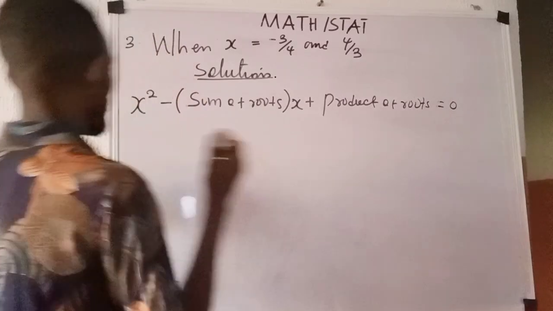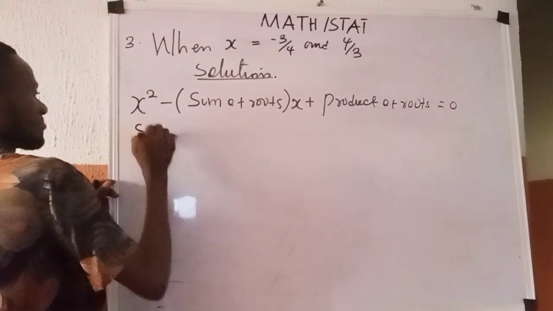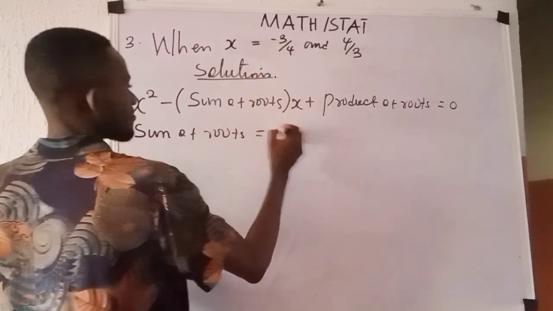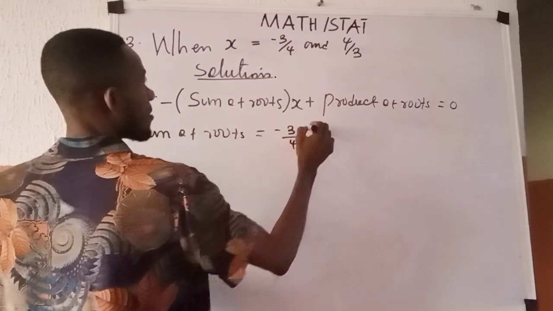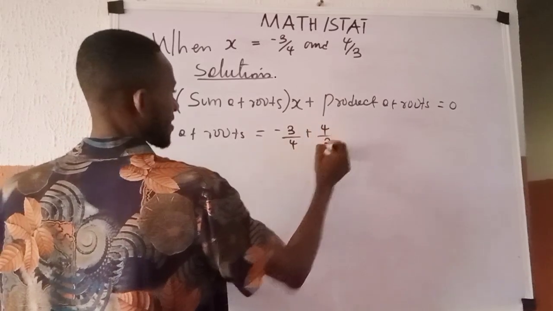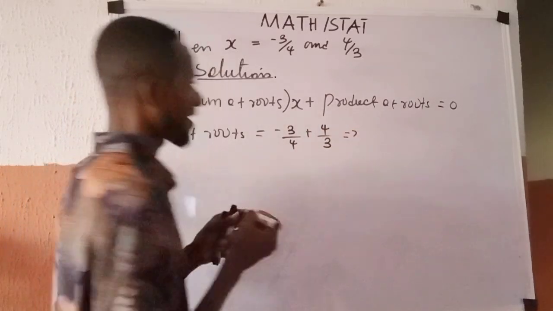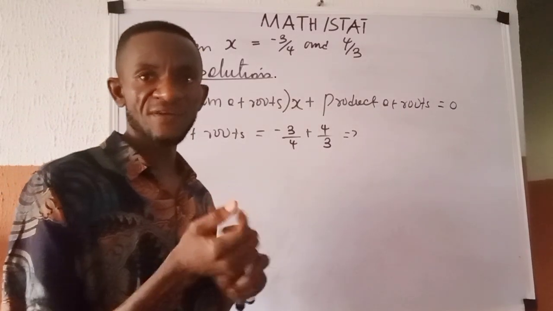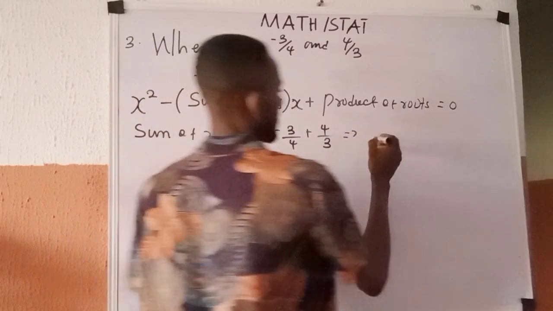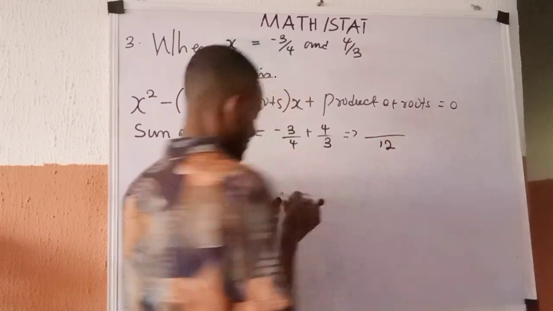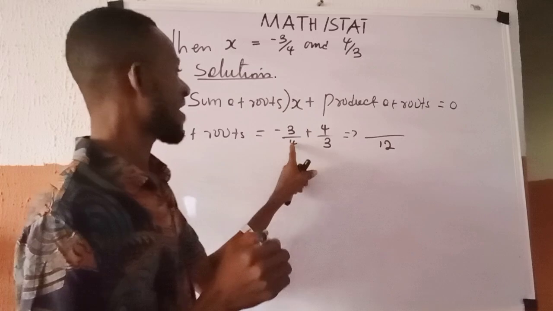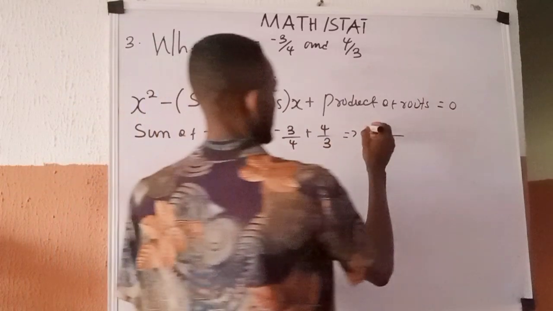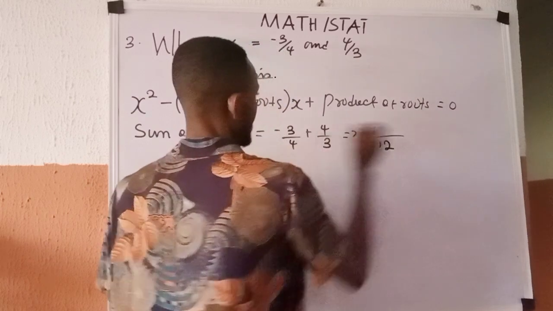So by that, we are going to say sum of the roots equals minus 3 over 4 plus 4 over 3. This implies, we ask ourselves, what is the LCM of 4 and 3? The LCM of 4 and 3 is 12. So we now have a line here and write 12. Then we say 12 divided by 4 is 3. 3 times minus 3 will give me minus 9. The sign here is plus.